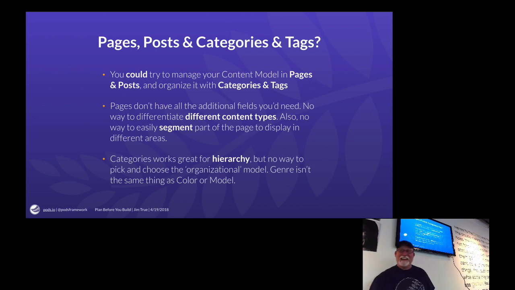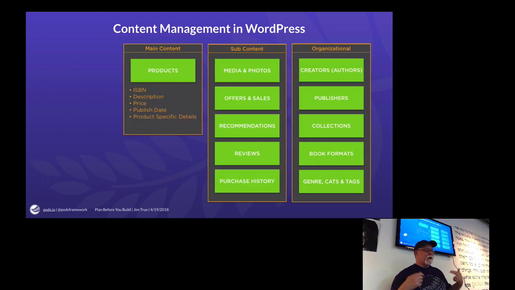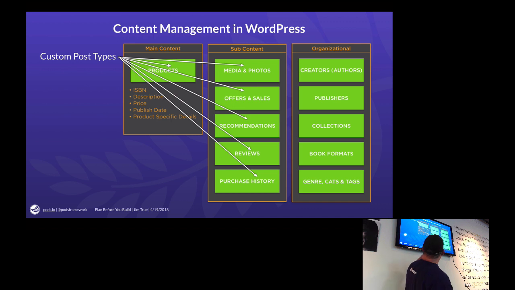Exactly. So taking content management in WordPress one step further, going back to our Amazon model. These things, the products, the media and photos, the offers and sales, the recommendations, the reviews, and the purchase history, those are called custom post types. They're a post type, just like a page or a post, but they're a special one. They're called media, they're called sales, they're called recommendations.